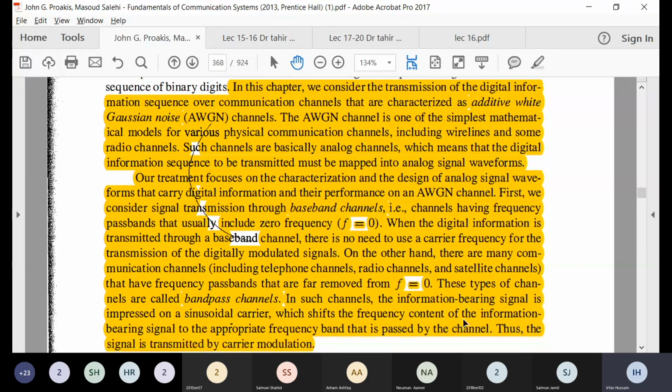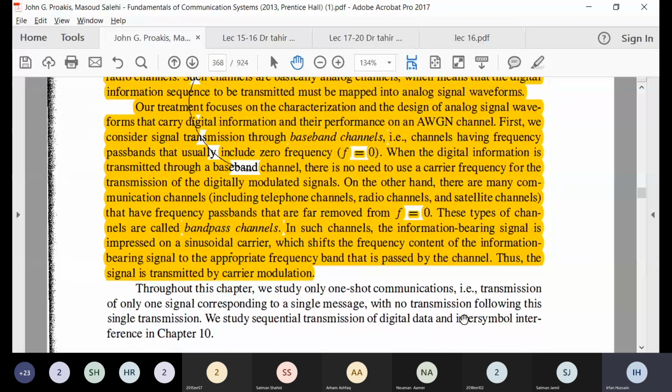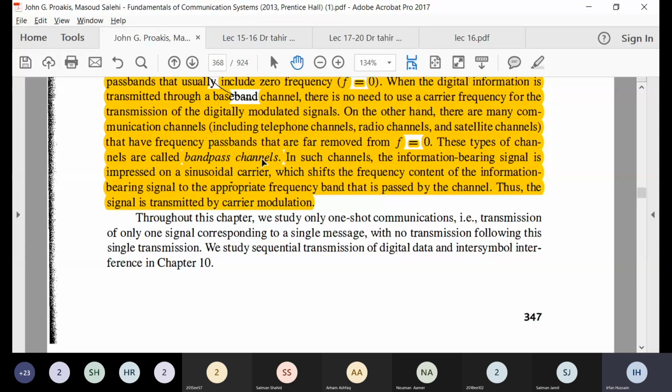But we also know that in many communication channels you need a carrier, and you have to modulate your signals on a carrier so that your signal is sent after modulation inside the appropriate band allotted to that company or institution. The signal is transmitted by carrier modulation. Baseband and carrier modulation are both there. You can say baseband and bandpass. This we have discussed in the previous lecture.